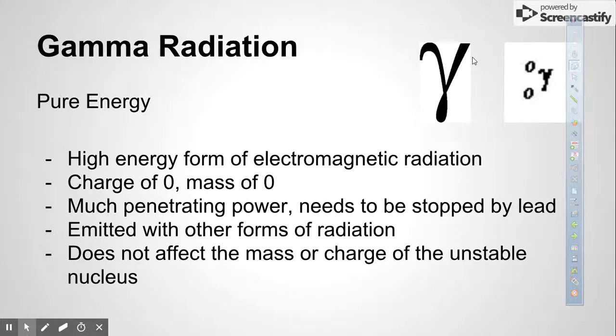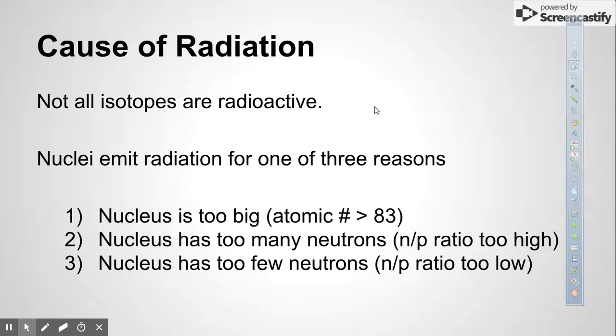And last, gamma radiation, and it looks kind of like a fish standing on its head, or like a Y kind of. It has no mass, no charge. All it is, is pure energy. And you need lead to stop it, and the small piece of lead that we had in the simulation didn't even stop it. You would have needed like 3 or 4 sheets of that lead before we would have been able to stop the gamma radiation. That's just pure, unadulterated energy. So it won't affect the charge or the mass.